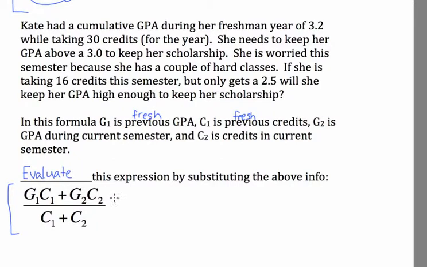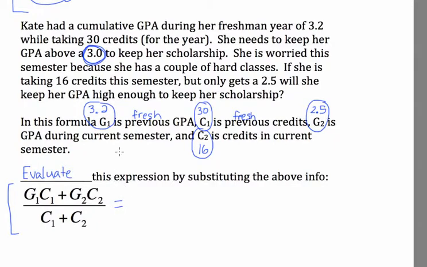So let's start to decide what numbers go where. The G1 is her previous GPA. So her GPA during her freshman year, that was 3.2. G1 will be 3.2. C1, her previous credits. How many credits did she take her freshman year? 30. That will be C1. G2 is her GPA during the current semester. So what we're using this to say is if she gets a 2.5, and credits, she's taking 16 credits this semester. So when we plug these numbers into this formula, we should get her overall GPA. We want to see if it's higher than 3. Will she keep her scholarship?